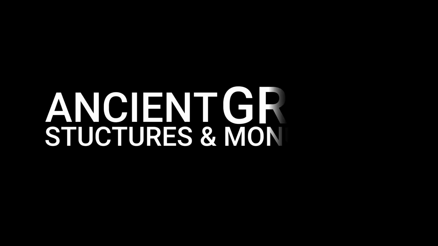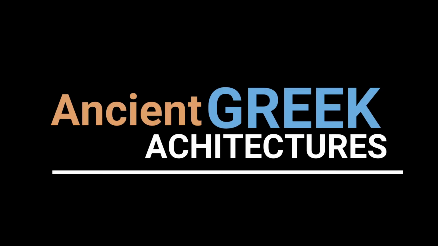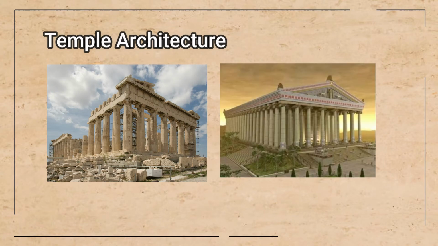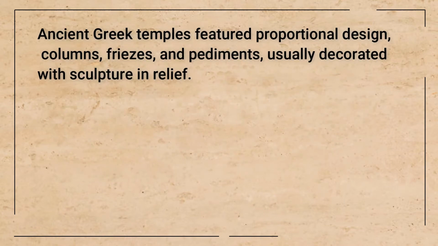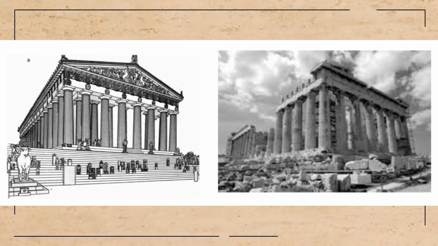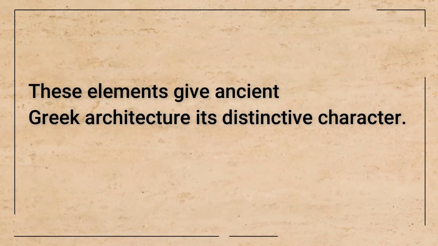Today, we are going to talk about ancient Greek structures and monuments, or ancient Greek architecture. So, when we think of ancient Greek architecture, we are generally referring to temple architecture or other public buildings rather than residential. Ancient Greek temples featured proportional design, columns, friezes, and pediments, usually decorated with sculpture and relief. These elements give ancient Greek architecture its distinctive character.